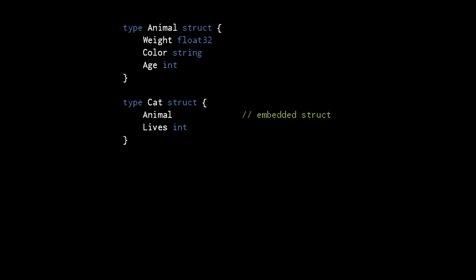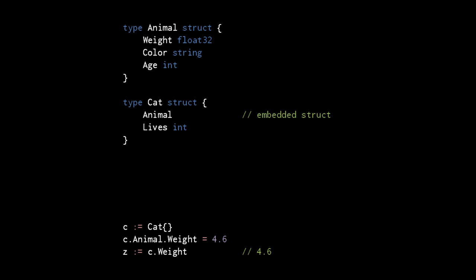Here, the struct animal is embedded in cat, such that cat has an animal field named animal, but the fields of the animal field are themselves accessible directly. Here, for example, we create a cat and assign 4.6 to the weight field of its animal field, but we can also access this same weight field directly as a field of the cat itself.